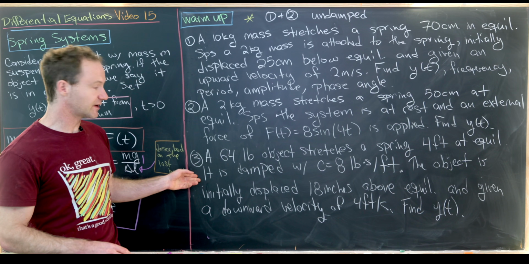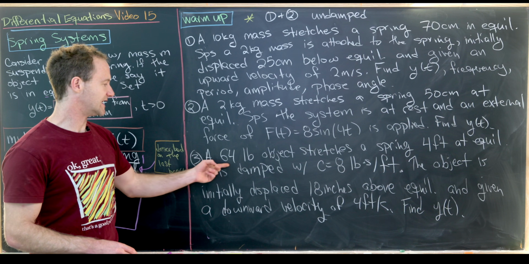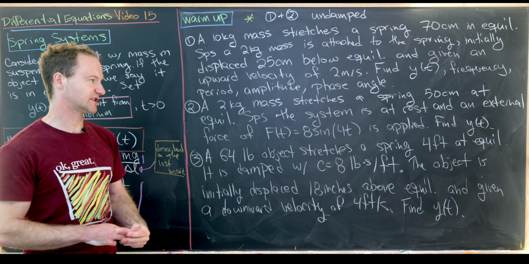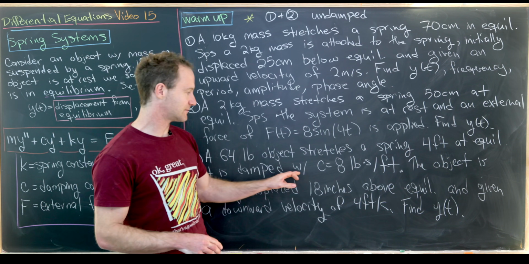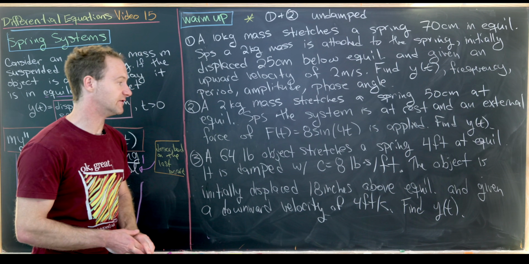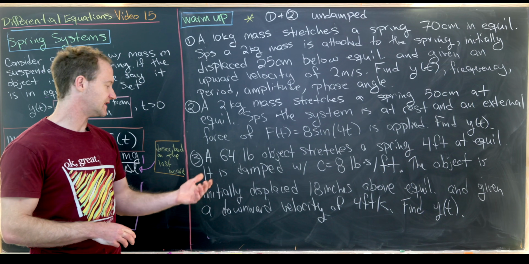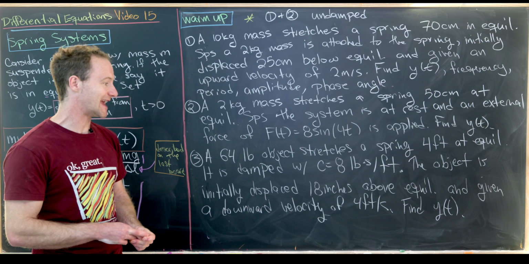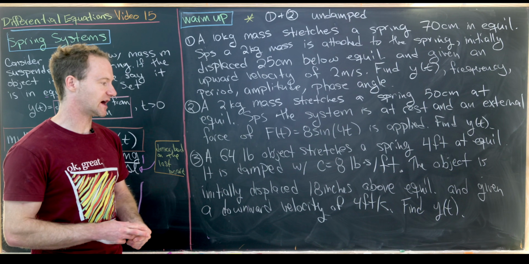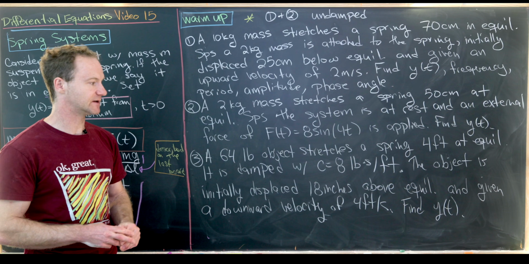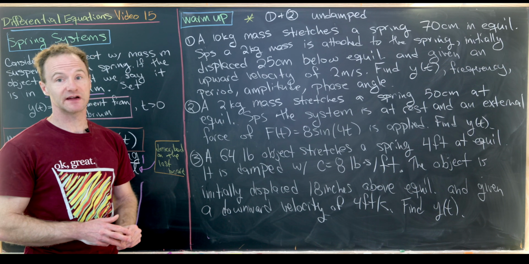So for number 3, we're in the imperial system of measurement instead of the metric system. So a 64-pound object stretches a spring 4 feet at equilibrium. It is damped with a damping constant of 8 pounds times seconds per foot. And then the object is initially displaced 18 inches above equilibrium and given a downward velocity of 4 feet per second. And then once again, find the displacement function. And that's a good place to stop.